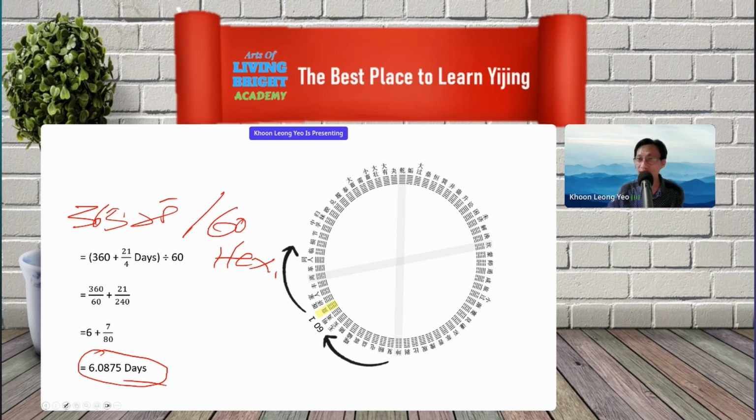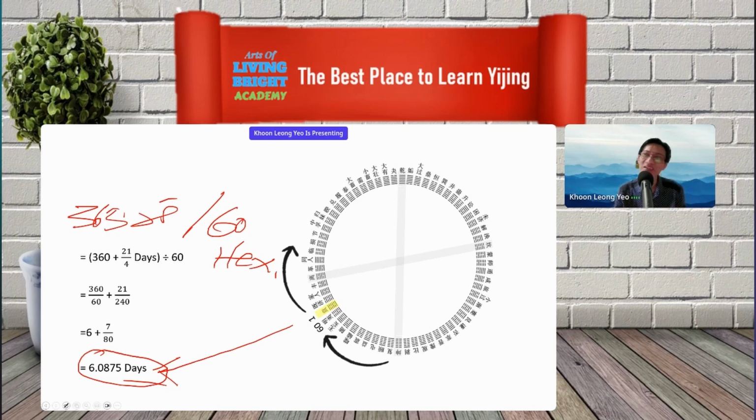Whenever the clock, the circular chart on the right side, like a knob, ticks one hexagram to the right, it is equivalent to 6.0875 days having passed. That means 1 hexagram governs 6.0875 days.